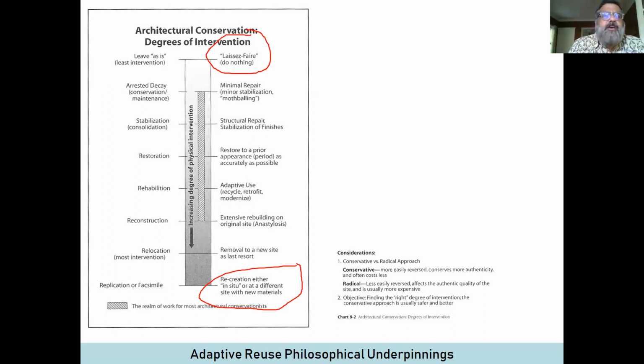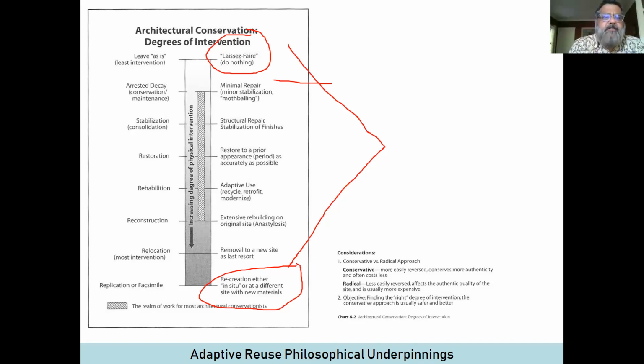So on the scale of adaptive reuse, you can situate your project anywhere between these two extremes: one, do nothing, and the other, have a lot of fun with the historic fabric. I'm going to quickly show you some examples of where you can launch your project.